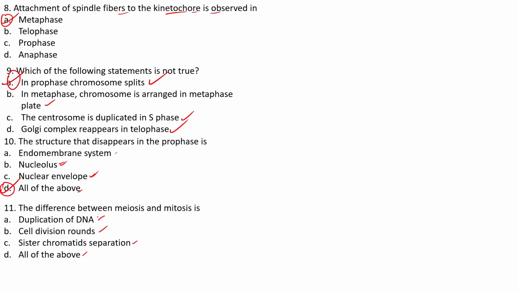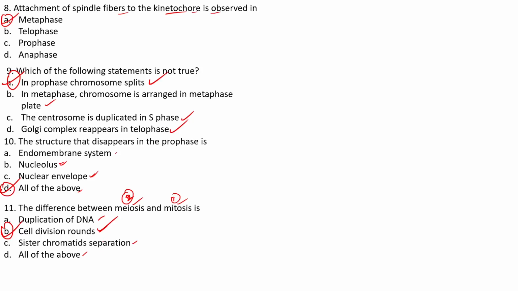So you can see that duplication of DNA occurs in both meiosis and mitosis. Hence we can say that it is a common feature. Cell division rounds are observed in both meiosis and mitosis, but in mitosis the cell division occurs only one time, while in meiosis it occurs two times. Hence this is the main difference between mitosis and meiosis. So B is the right answer.